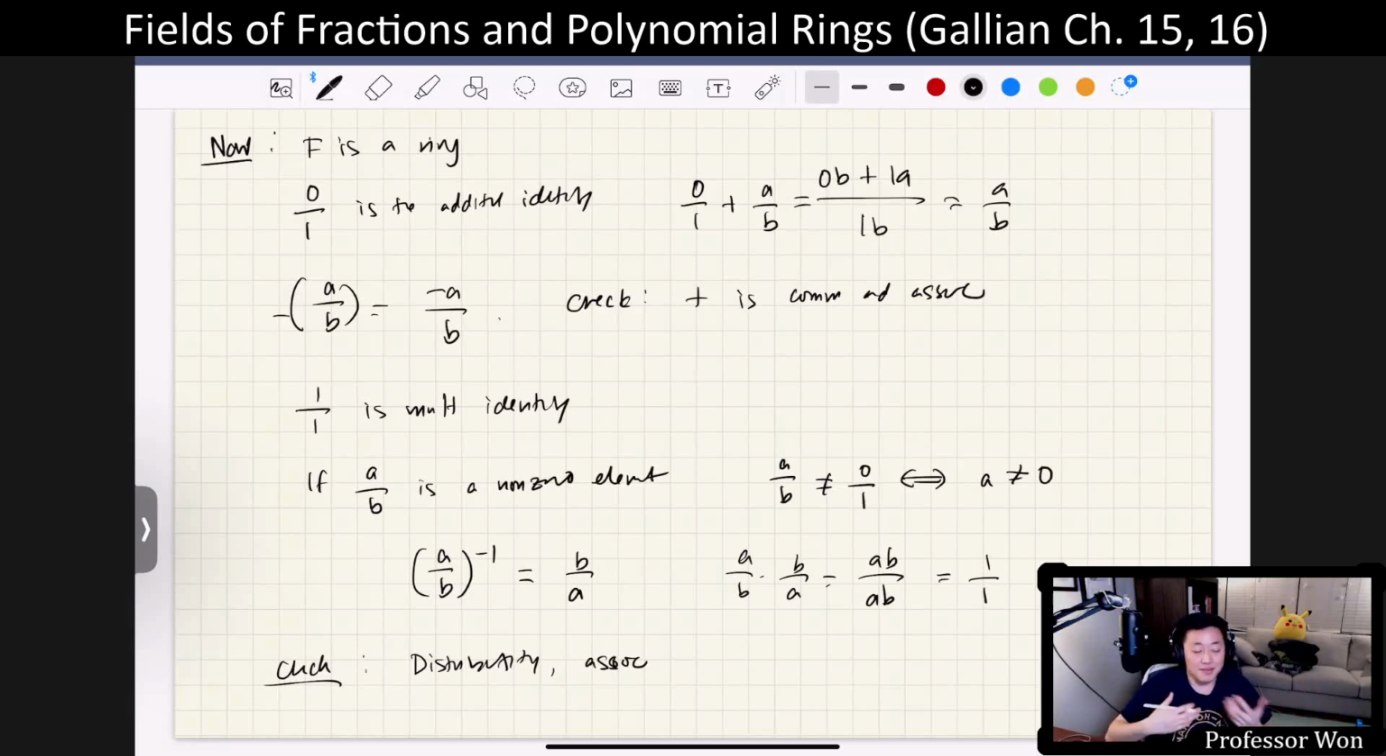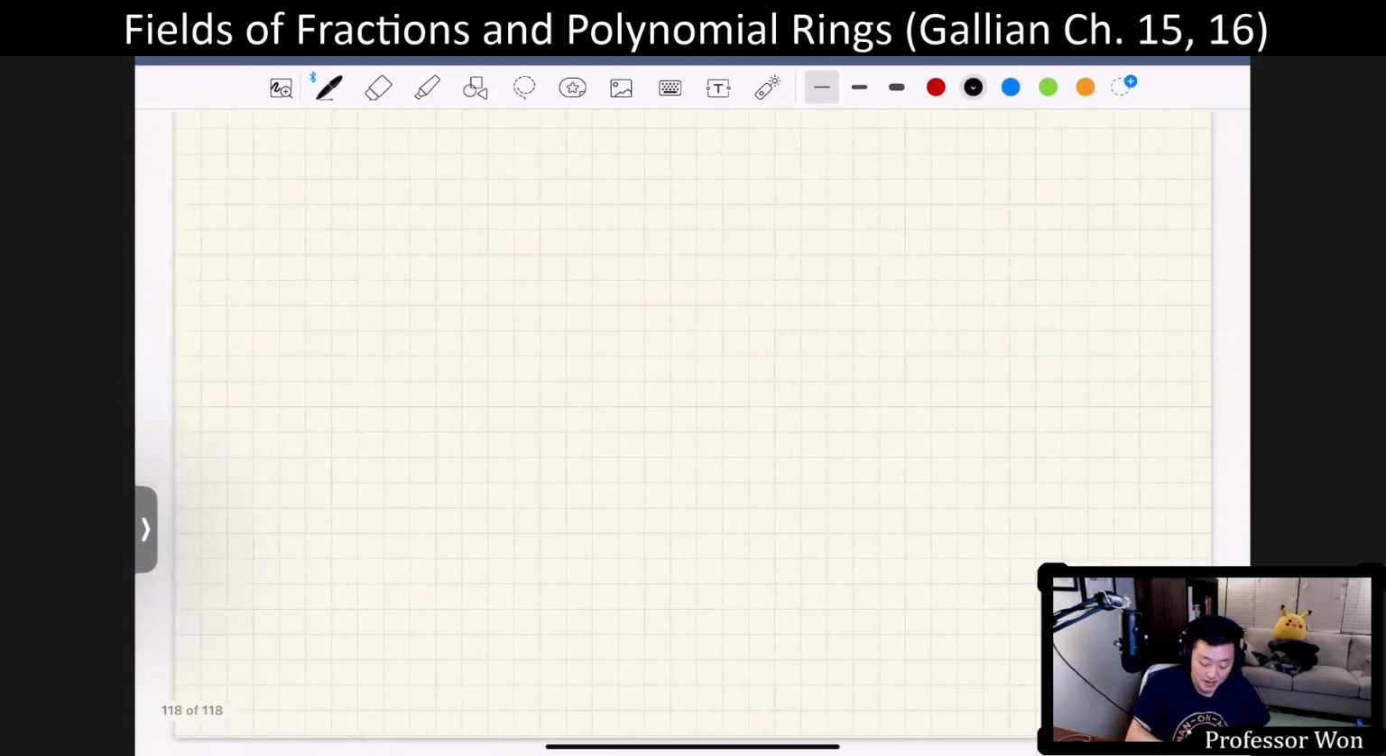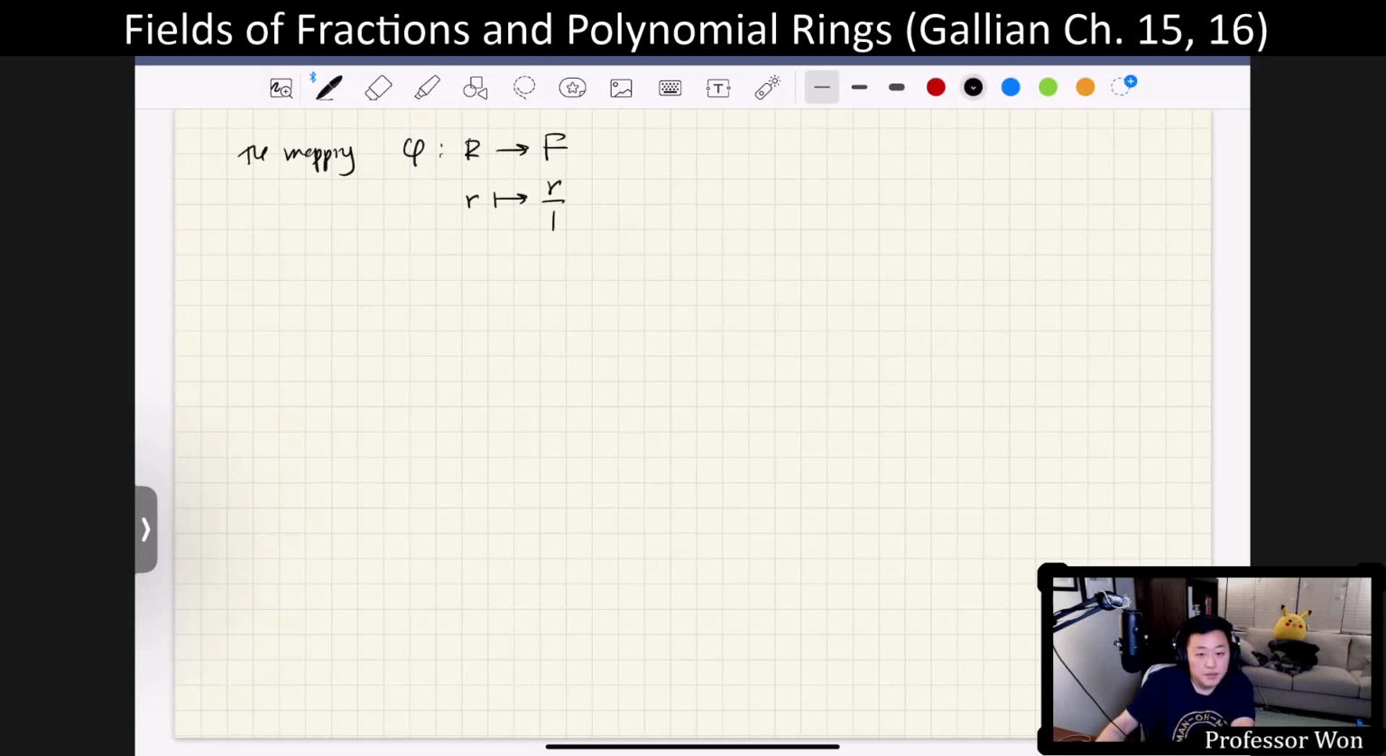We still need to make some argument as to why R is a subring of F, and in fact F is the unique smallest field which is isomorphic to R. So how do you show that it's a subring? Well, there's a mapping. The mapping phi from R to F, where you just send the element r to the fraction r over 1. I have a small error in the notes, but let me fix it.